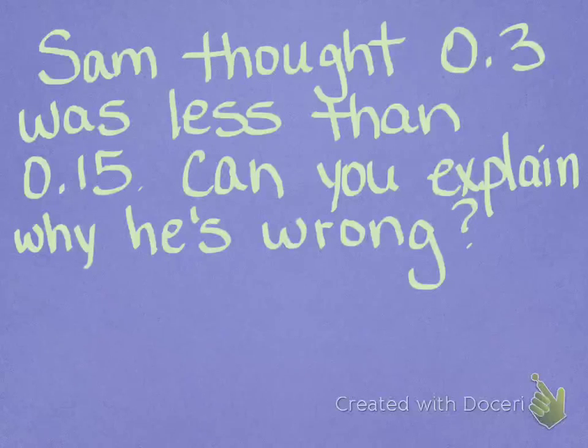If you're thinking that 0 and 3/10 is equal to 0 and 30/100, you would be correct. And of course, 0 and 30/100 is greater than 0 and 15/100. So Sam would be wrong because 0 and 3/10 is actually larger than 0 and 15/100.